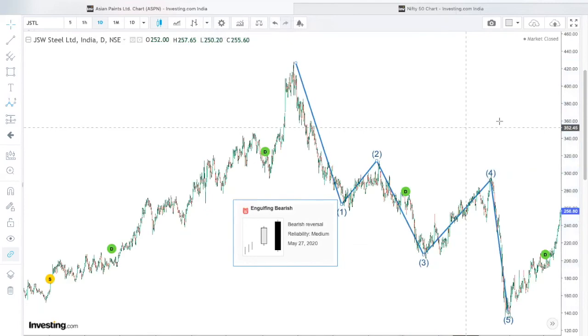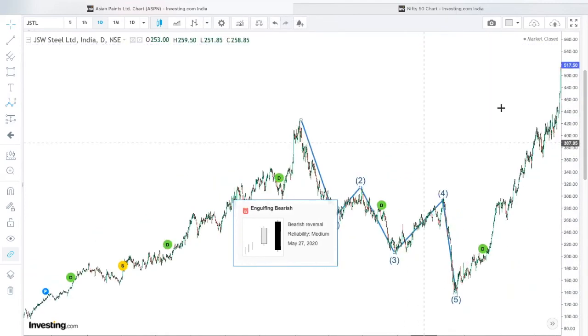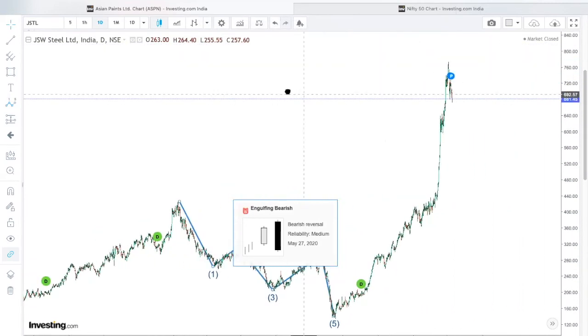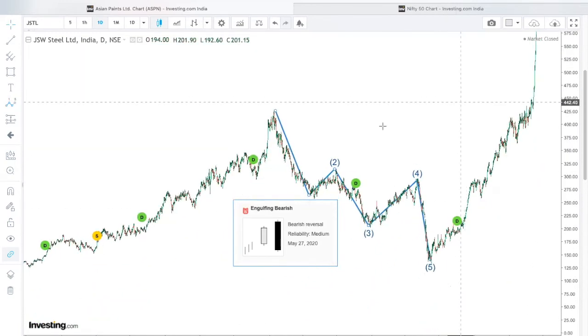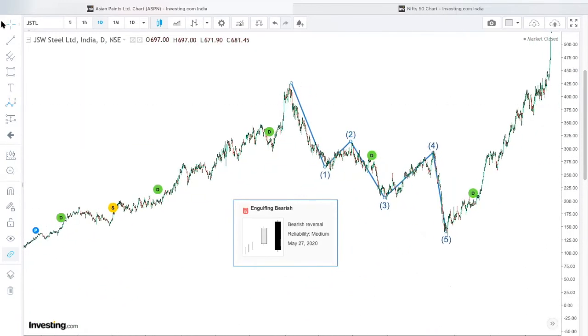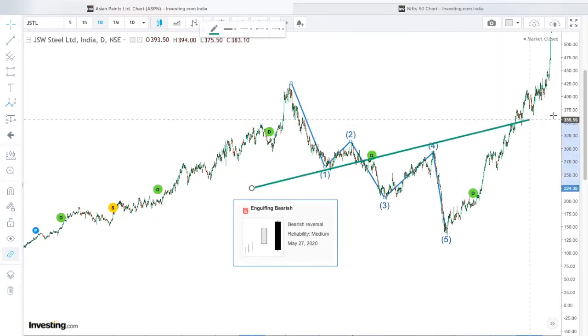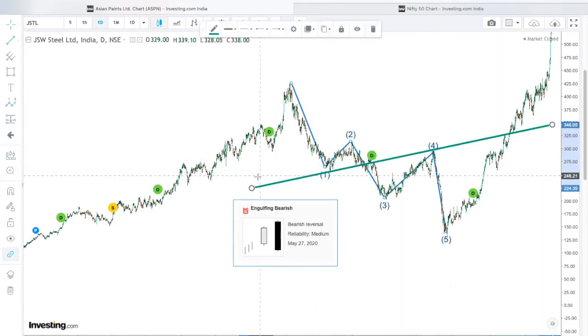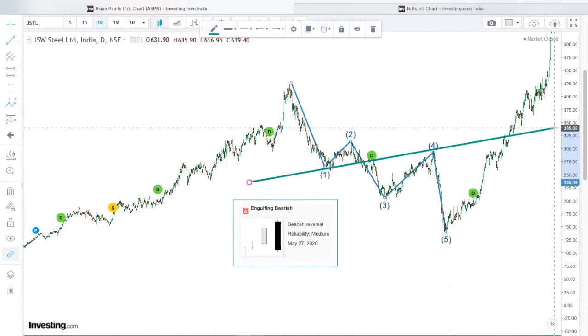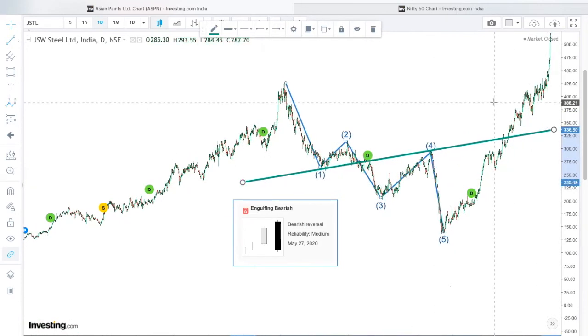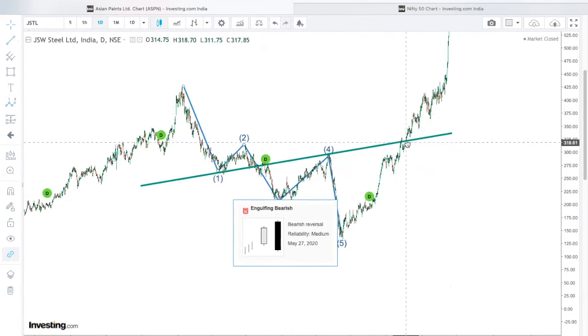Wow. So after wave 5, a big up, right? A very big up. Second, now the target. Which is the target line? Draw a straight line from 1 to 4, touching the points 1 and 4. So the target is hit. Above the target, it will still go up.